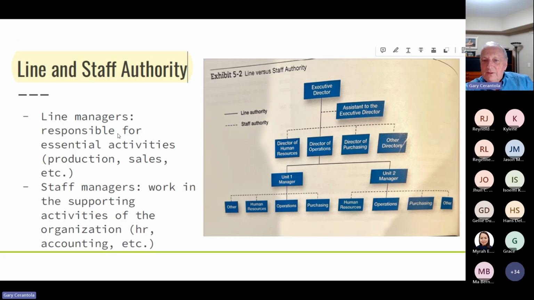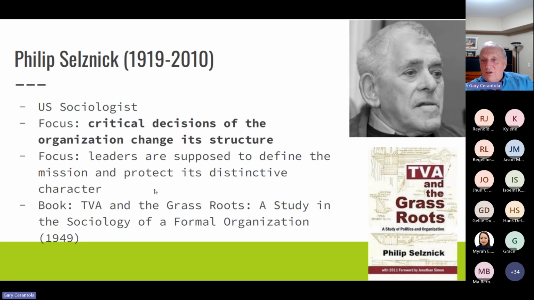Okay, so understand this line and staff authority. Line managers are responsible for essential activities. They get the job done. The staff managers are supporting. So a staff manager would be like an HR manager that manages benefits, or quality facilitators that go out and help production or other departments produce better performance.